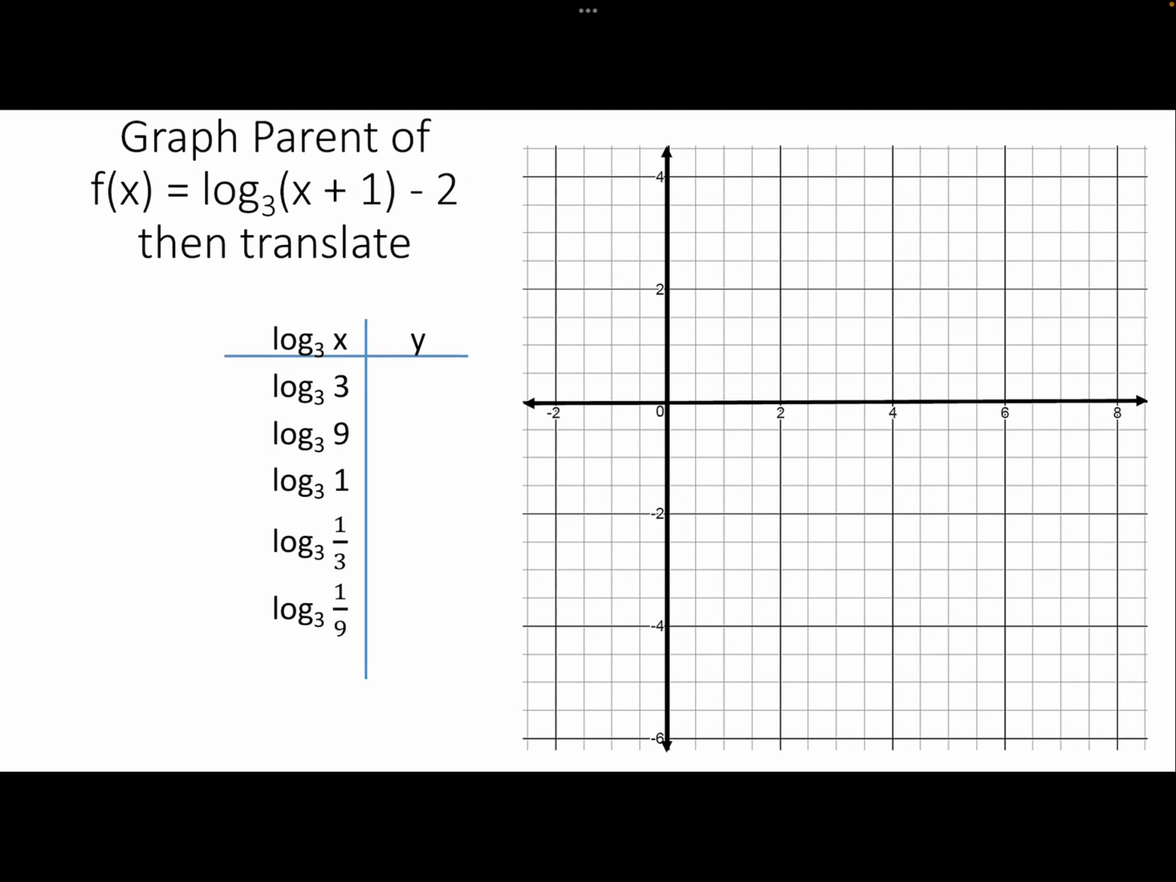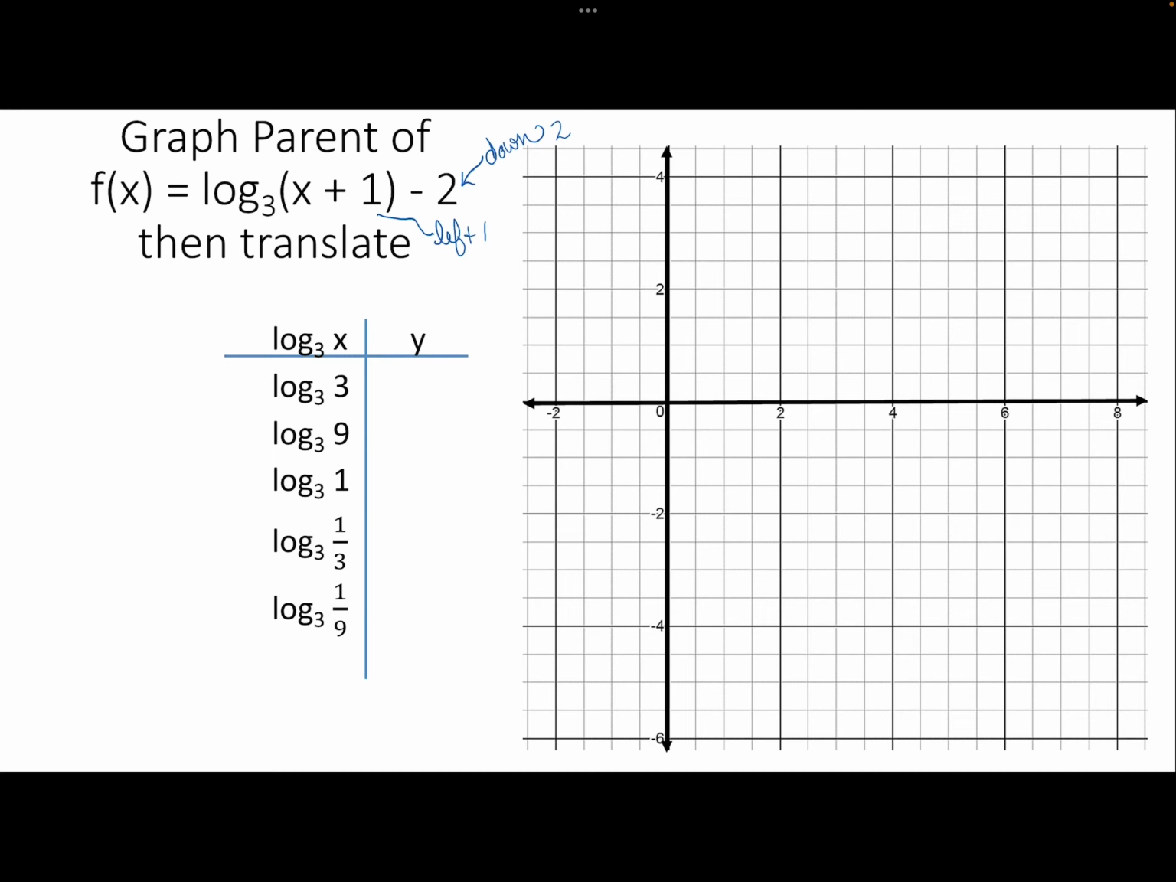So here's a second way of doing this. You can graph the parent of this function, and then you can translate it. So we know that if f of x is equal to the log base 3 of x, we would get the parent function. And then the plus 1 is going to translate this left one, every point and the asymptote. And the minus 2 is going to translate this down 2.